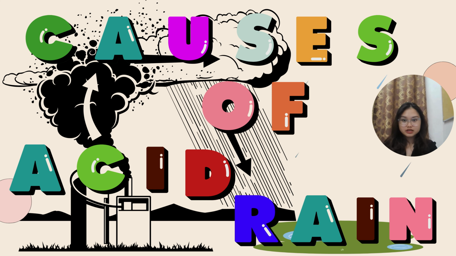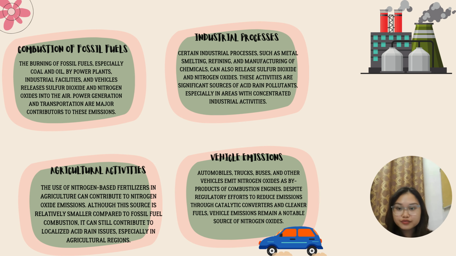I will present about the causes of acid rain. The first one is combustion of fossil fuel. The burning of fossil fuels, especially coal and oil, by power plants, industrial facilities and vehicles, releases sulfur dioxide and nitrogen oxide into the air. Power generation and transportation are major contributors to this emission.